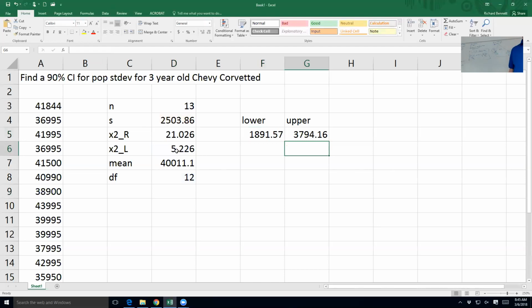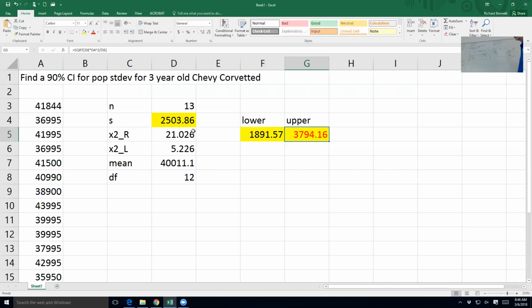Okay, now let's think about this for a minute. So I got 1891 to 37. Now let's just compare this. As we compare this to the lower, that's what, a $600 difference, right? But if I compare it to this one here, that's a $1,200 difference. Did I make a mistake? No, because it's not symmetric.